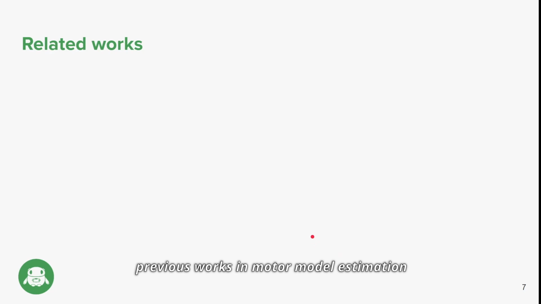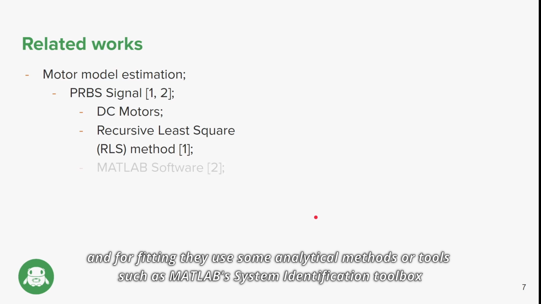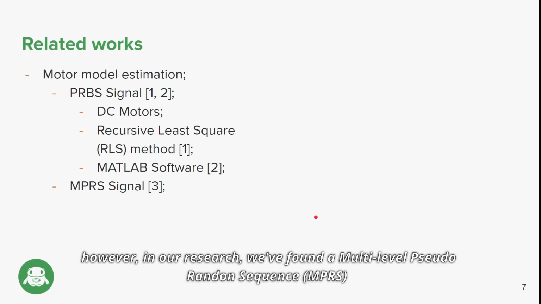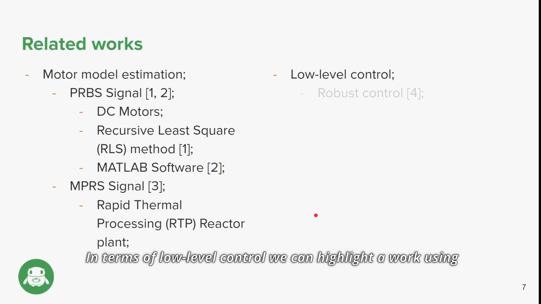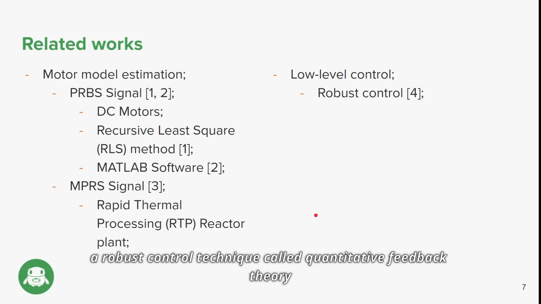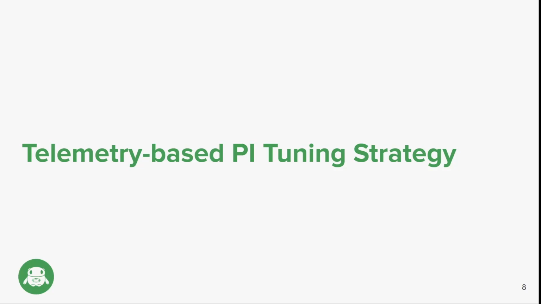Previous works in motor model estimation usually present pseudo-random binary sequence signals for DC motors, and for fitting they use analytical methods such as the MATLAB System Identification Toolbox. However, in our research, we found a multi-level pseudo-random sequence used in an application in a reactor plant that caught our interest. In terms of low-level control, we can highlight work using a robust control technique called quantitative feedback theory, which requires solid knowledge in control systems and considers the tuning for a single robot only.